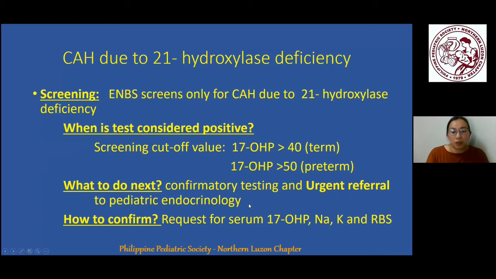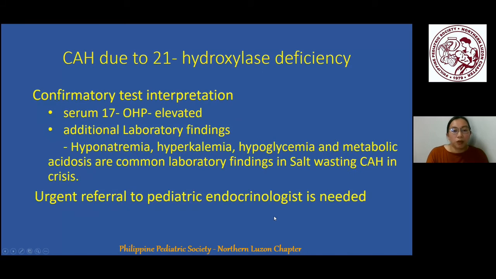For the confirmation, we request for your serum 17-hydroxyprogesterone plus your serum sodium, potassium, and your random blood sugar. To confirm CAH due to 21 hydroxylase deficiency, the following are the results. There will be elevation of your serum 17-OHP in addition to hyponatremia, hyperkalemia, and hypoglycemia. If the patient is in crisis, metabolic acidosis is seen. So when you receive the confirmatory test, urgent referral is needed.